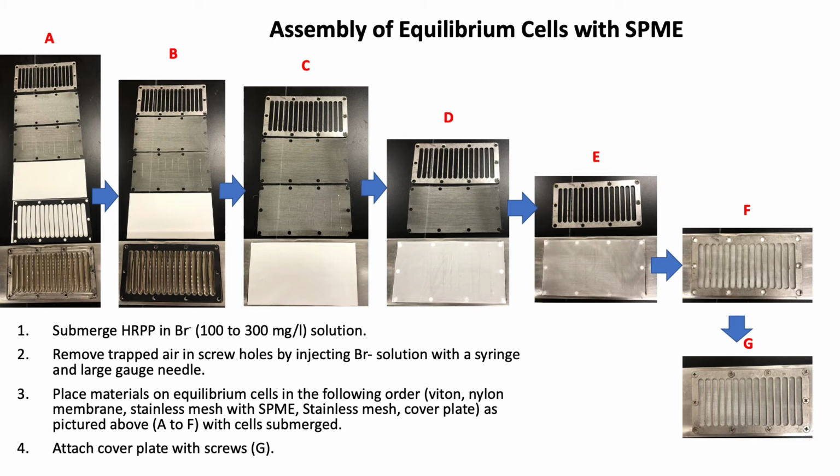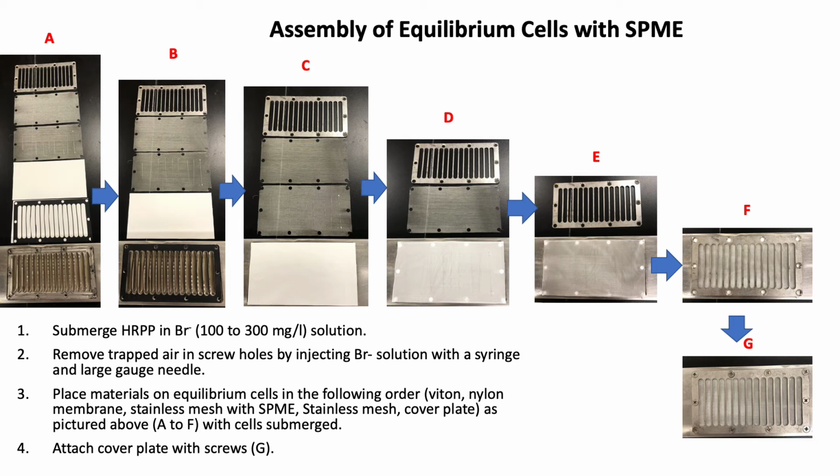The first step is to remove trapped air in the screw holes. This is usually accomplished by taking a syringe with water in it and injecting water in all of the screw holes to remove any air bubbles that might get trapped under the membrane. And the video that was mentioned in the previous slide demonstrates that for you.